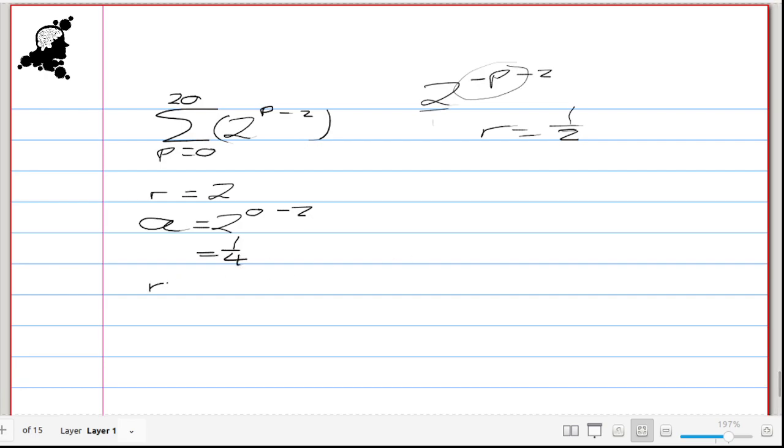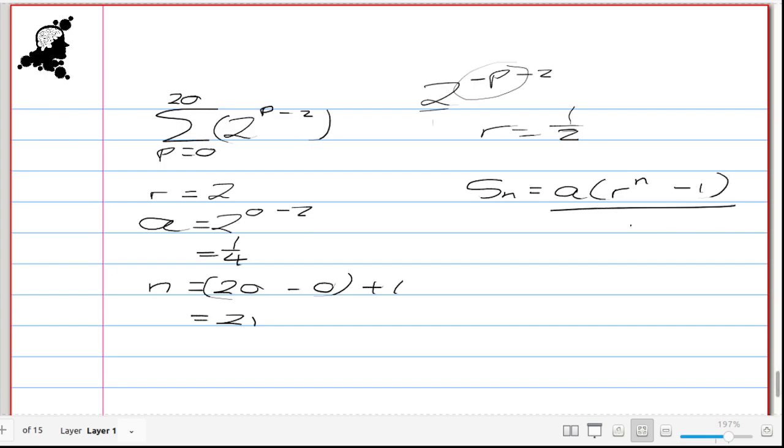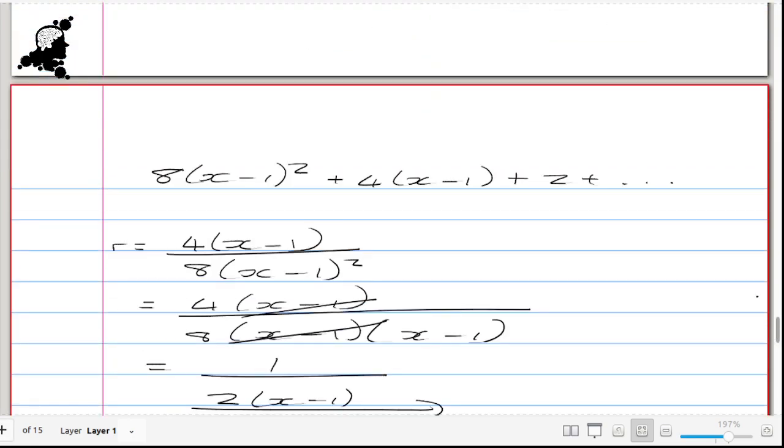The number of terms in this case is going to be 20 minus 0 plus 1, which is going to give me 21 terms. This is a geometric sequence, so Sn is equal to a into r to the power n minus 1 all over r minus 1. This is going to give me a quarter into 2 to the power 21 minus 1 all over 2 minus 1. You could substitute this into your calculator and then get the final answer.